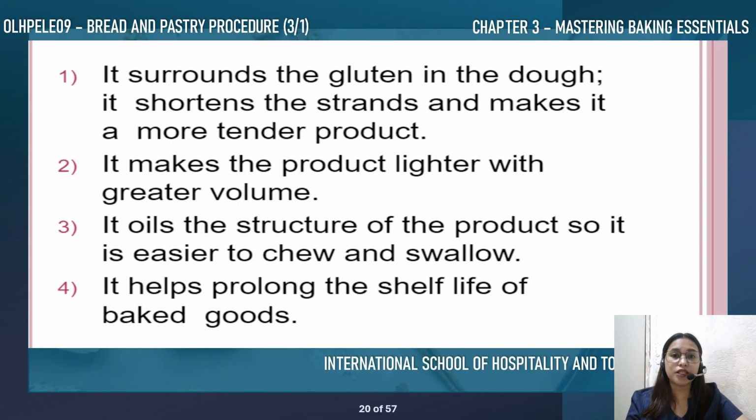Shortening surrounds gluten strands, preventing them from forming a dough network and producing a tender texture. When creamed with sugar, it traps air, creating lighter, fluffier baked goods with greater volume. It also adds moisture and lubrication, making the product easier to chew and swallow. And it helps extend the shelf life by slowing the staling.